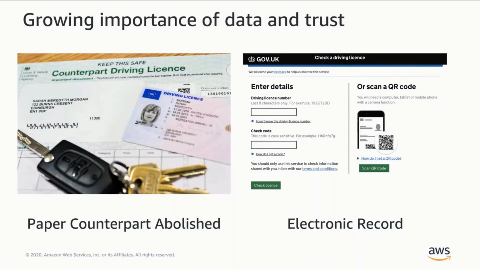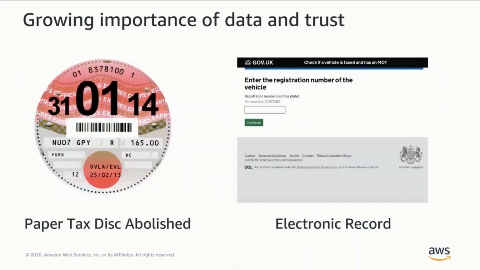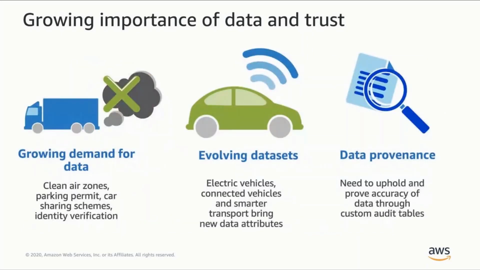It's a similar story on the vehicle side. Historically, you would determine if a vehicle was licensed or not by looking at a paper tax disc in the windscreen, and it was actually a legal requirement to display this disc. The paper tax disc was abolished in 2014, and now all interaction is against the electronic record. And this leaves us facing a number of business challenges.